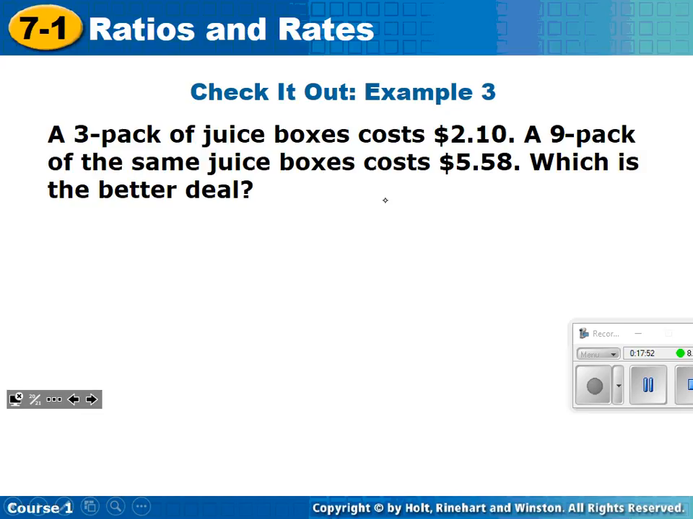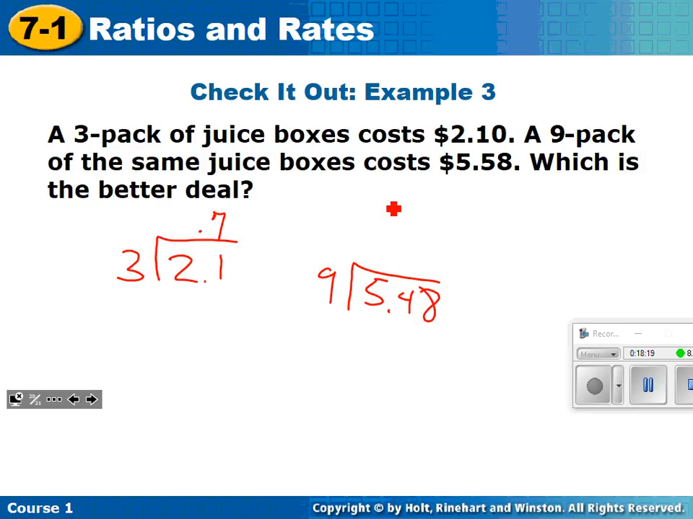So this one says a 3-pack of juice boxes costs $2.10. A 9-pack of the same juice boxes costs $5.48. Which is the better deal? All right. So we're going to go $2.10 divided by 3. We get 0.70 here. And then 5.48 divided by 9 gives us something in the 60s. Look, I don't even have to do any more.